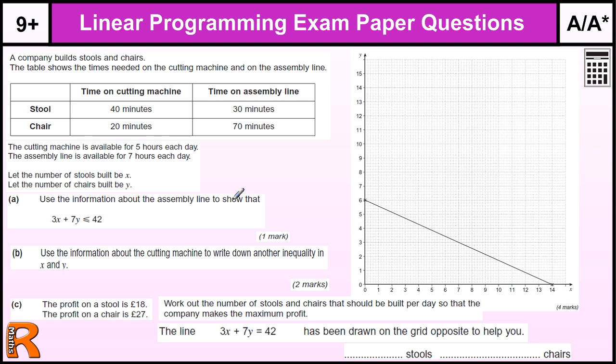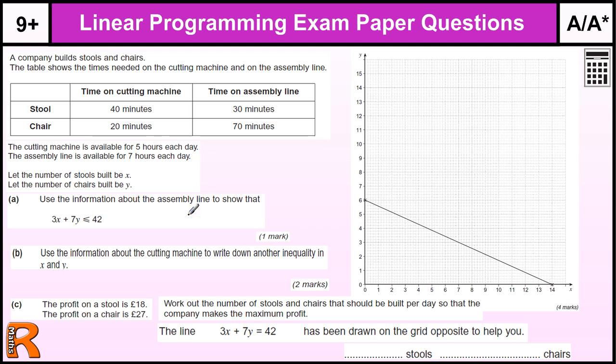Using the information about the assembly line to show that 3x plus 7y is less than or equal to 42. So it doesn't make any sense from the numbers, although we've got a 3 and a 7 there, but it's 30 and 70. And we need to get to 42. So the assembly line is 7 hours each day.